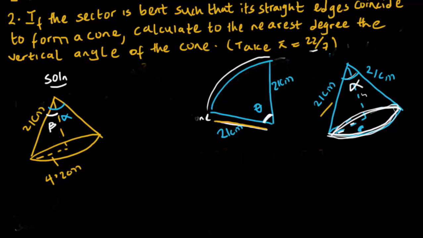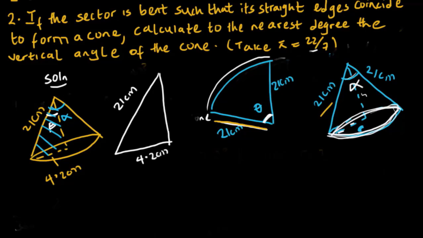Now, so that we can really understand what we want to do, let me try to bring out this triangle here, this small right angle triangle here. So if we bring it out, we should be having this. Can you see? We know this place to be 21 centimeters. We know this place to be 4.2 centimeters. So we are trying to find this angle here, which we called beta.